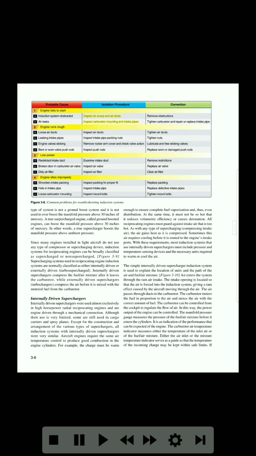Inspect carburetor mounting and intake pipes. Inspect air ducts. Inspect intake pipe packing nuts. Remove rocker arm cover and check valve action. Inspect push rods. Examine intake duct. Inspect air valve. Inspect air filter. Inspect packing for proper fit. Inspect intake pipe. Inspect mount bolts.